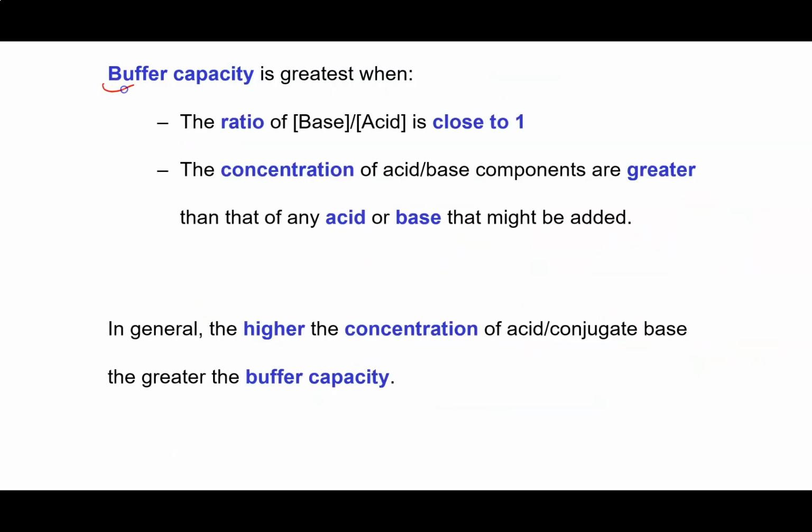Okay, so what about buffer capacity? Well, what we find is that the best buffer capacity is when we have a ratio of the conjugate base to acid component that is closest to 1. If that's going to be the case, the pH that we want to be buffering at should be exactly equal to our pKa. So we tend to try and pick the pKa to align with the pH that we want to buffer at in order to maximize buffer capacity.